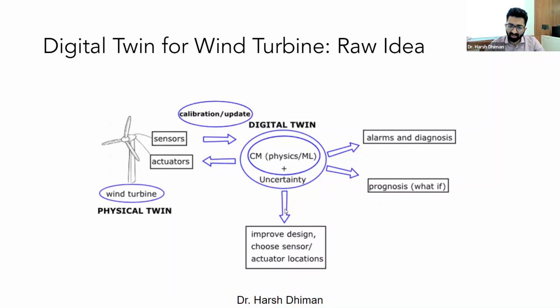You can also model uncertainty concerning a particular turbine equipment, whether a particular equipment is reliable or not, and how the uncertainty of a parameter impacts the performance of that equipment, which can be measured. The output or the inferences from this digital twin could be that you can improve design.